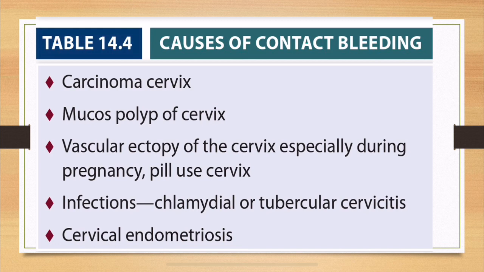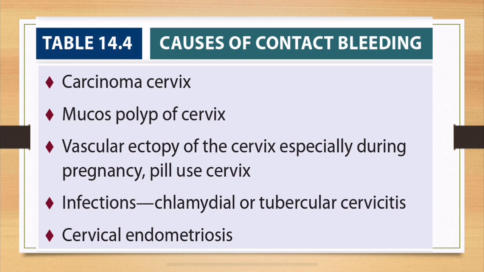Vascular ectopy of the cervix. You see, in ectopic pregnancies, instead of the fetus growing in the uterus, it starts growing in the cervix. The implantation takes place there, then the blood supply develops. Vascular ectopy of the cervix can result in bleeding, contact bleeding, especially during pregnancy.